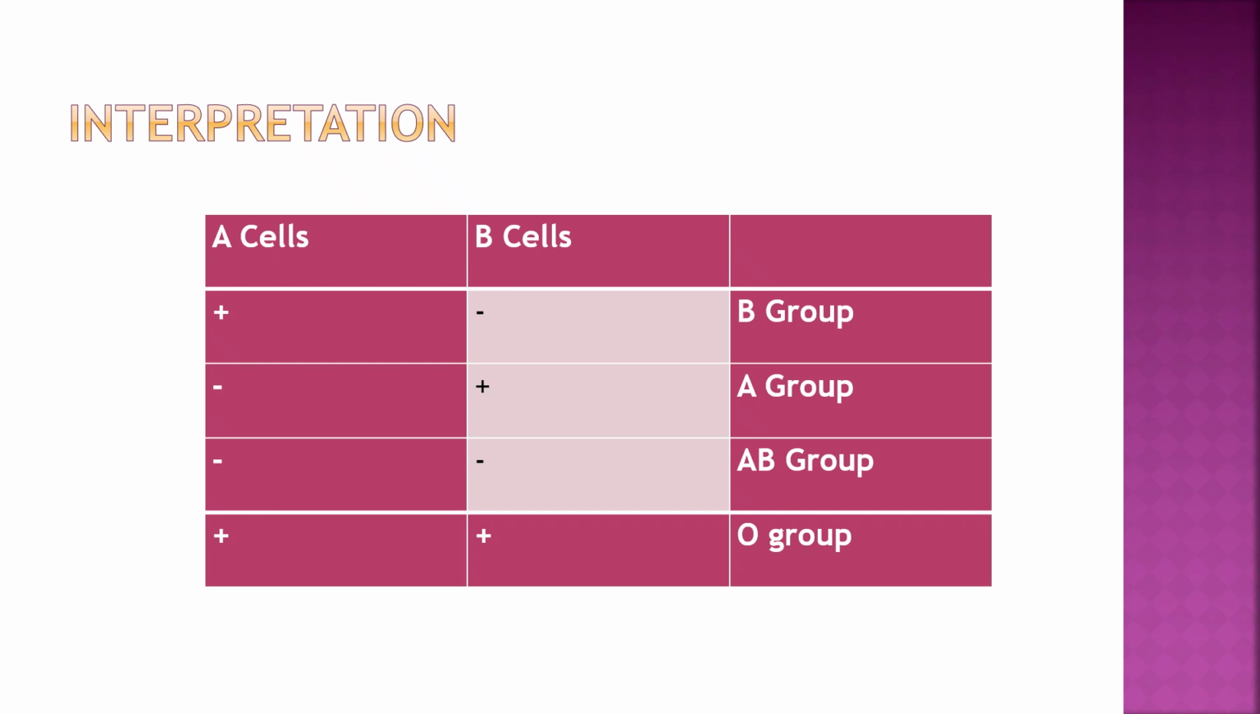So if you see clumps in A cells, it is B group. If you see clumps in B cells, it is A group. If you see no clumps, then it is AB group. And if you see clumps in both A cells and B cells, it is O group.